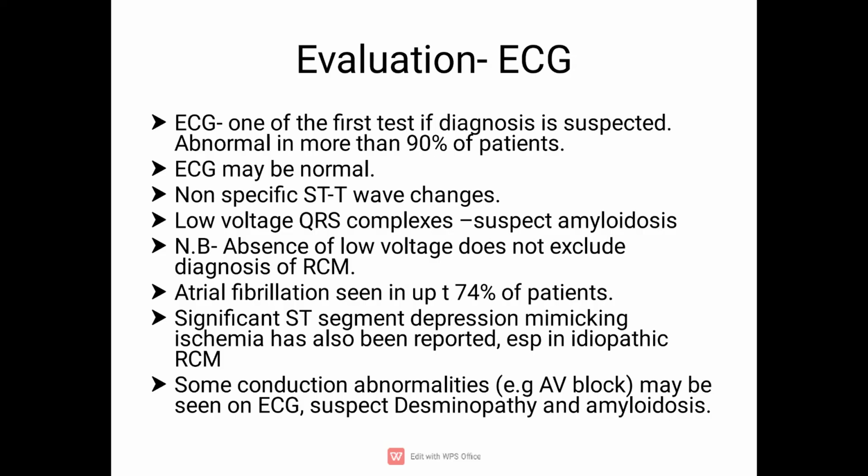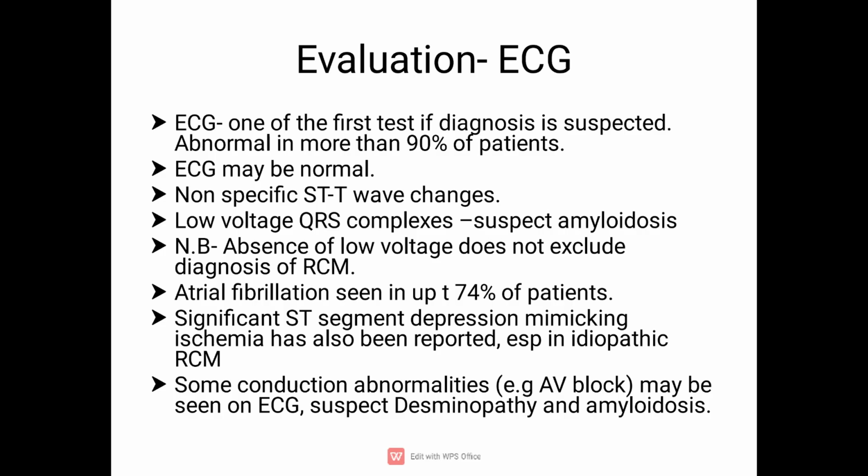Some of the findings may include non-specific ST-T wave changes and low voltage QRS complexes, especially where you have a low voltage QRS complex and, when you do an echo, you're seeing left ventricular hypertrophy and a very thickened interventricular septum. It's worthy of note that the absence of low voltage does not exclude the diagnosis of restrictive cardiomyopathy. It's not all or none.